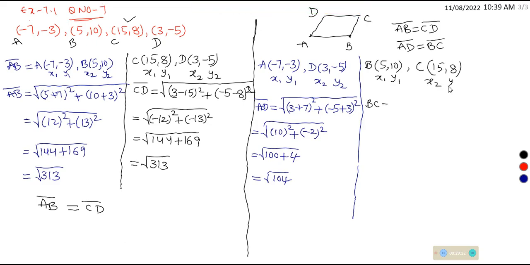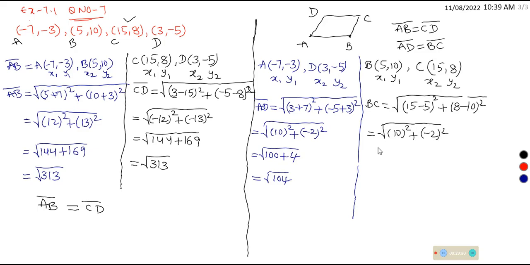This is x2 y2. Now BC is equal to the square root of (x2 minus x1), that means 15 minus 5 whole square, plus 8 minus 10 whole square, (y2 minus y1) whole square. That is equal to 15 minus 5, means 10 square, plus minus 2 square.